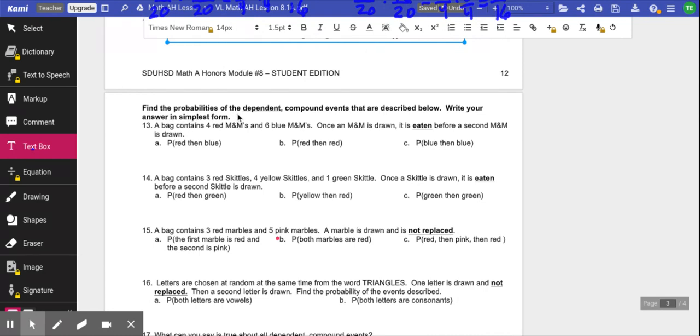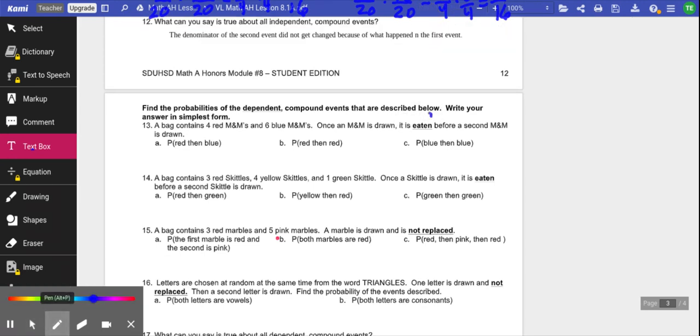Find the probabilities of the dependent compound events that are described below. Write your answer in simplest form. A bag contains 4 red M&Ms and 6 blue M&Ms. Once the M&M is drawn, it's eaten. The person has no patience and just eats it. So that means the next time I draw, there's less in the bag.